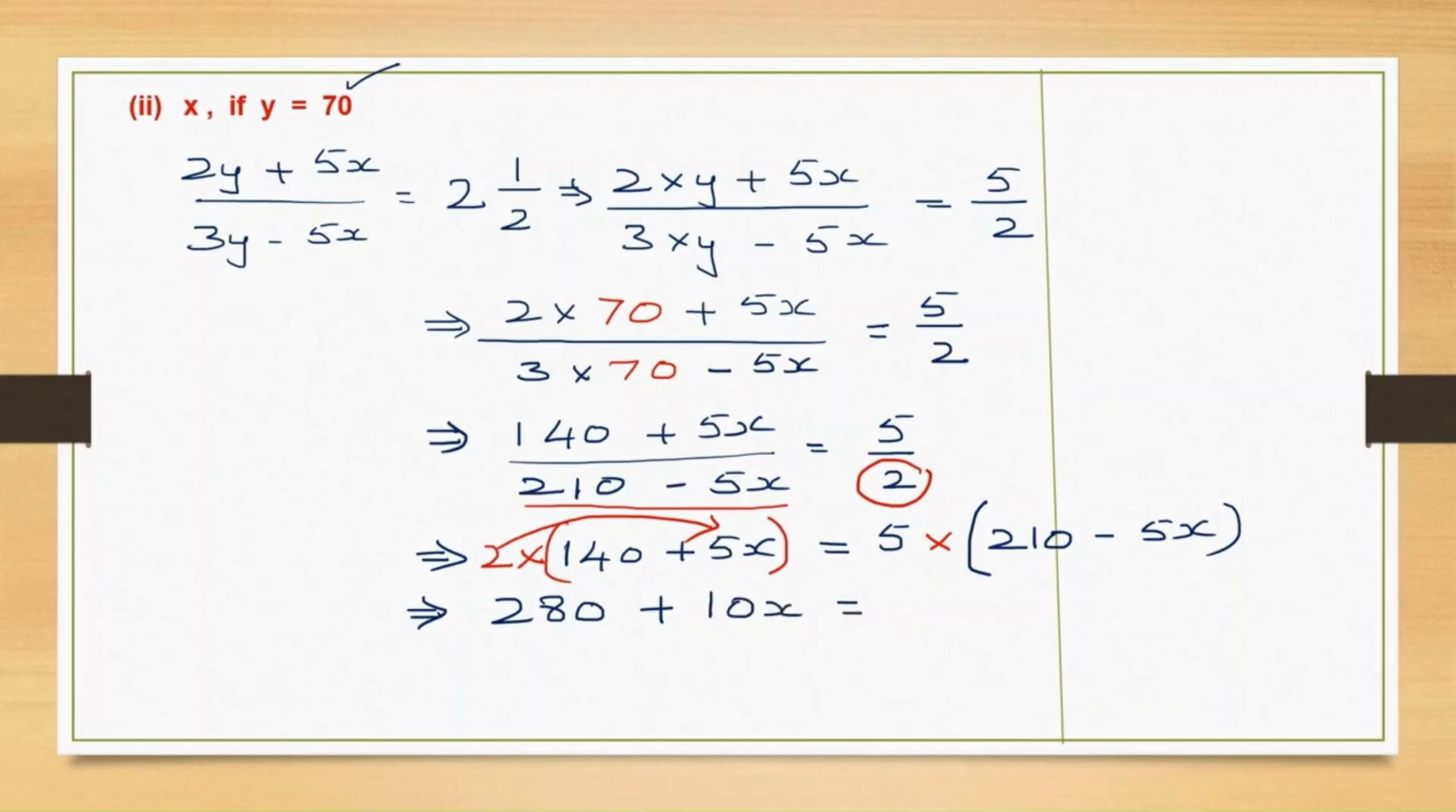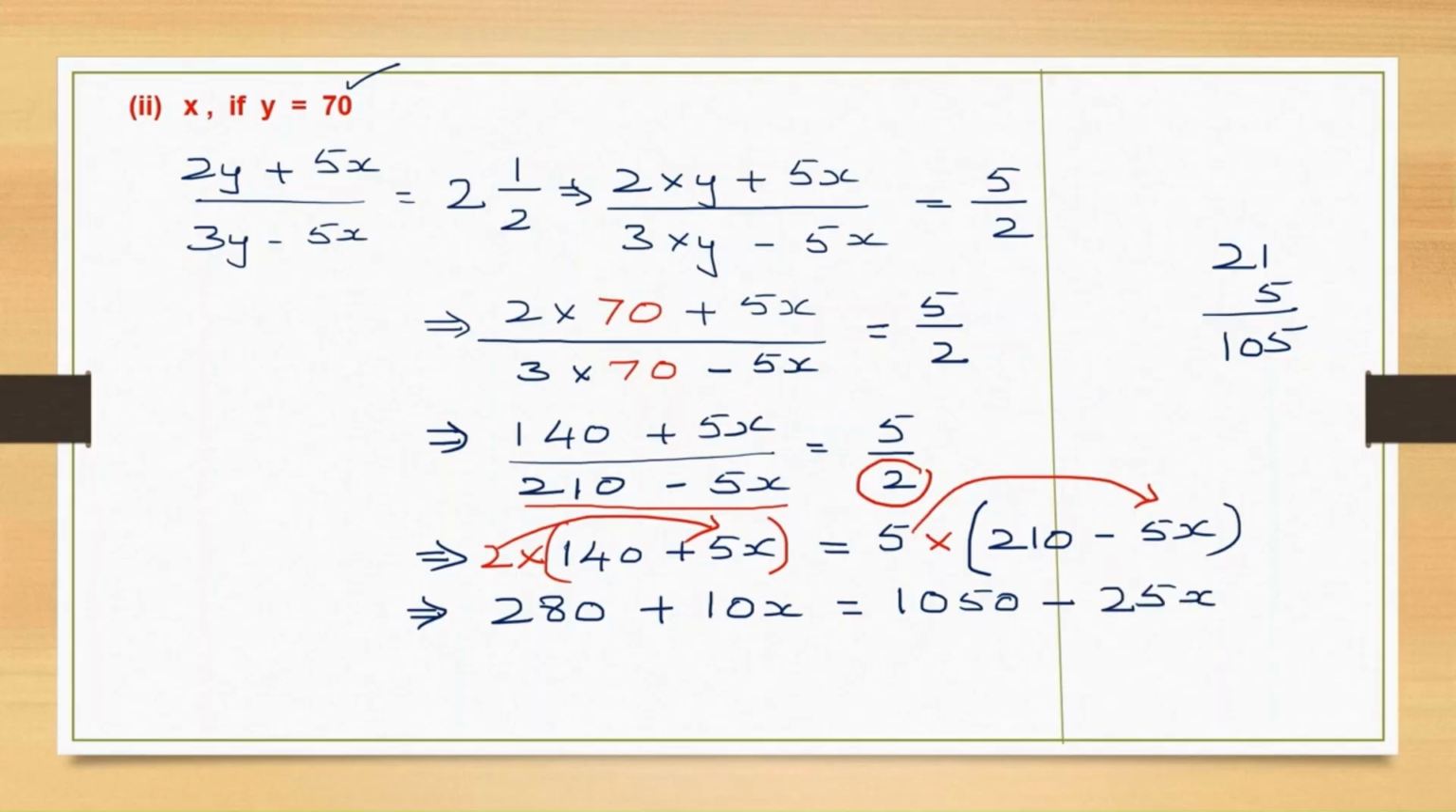Now same thing on this side. 5 into 210. So first we multiply 5 into 21. 5 1s are 5, 5 2s are 10. 105, now I just add a 0. So 1050. Then I finished with 210. Now I'm going to multiply 5 into 5x. There is a minus sign there. So minus 5 into 5 is 25x.